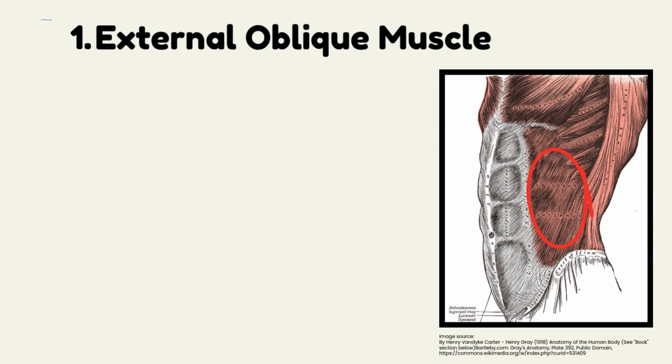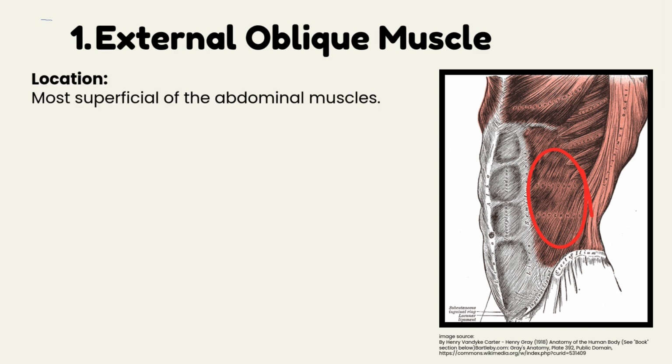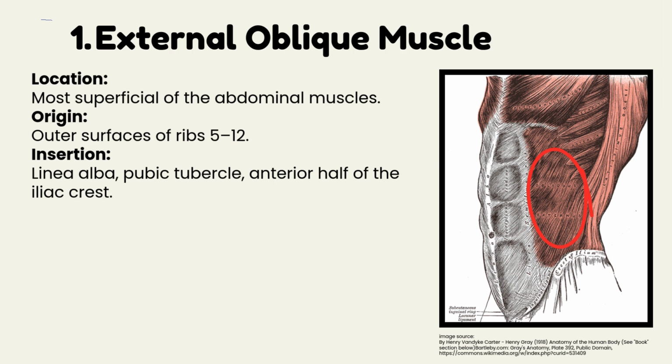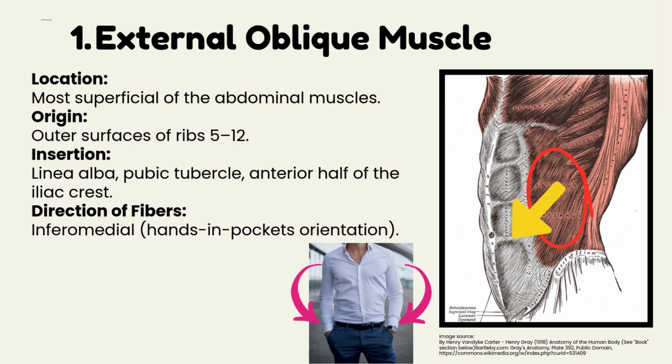Number 1. External oblique muscle. It is the most superficial of the abdominal muscles. It originates from the outer surfaces of ribs 5 to 12, and is inserted into the linea alba, pubic tubercle, and anterior half of the iliac crest. Direction of fibers is in the inferomedial direction. This looks like a hands-in-pockets orientation.